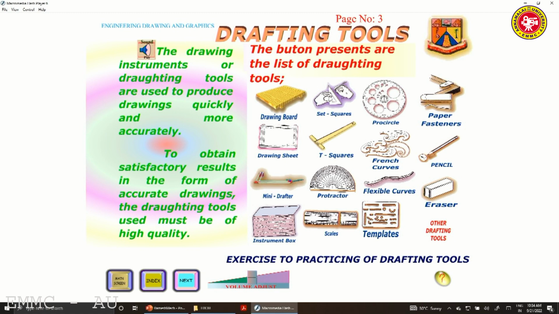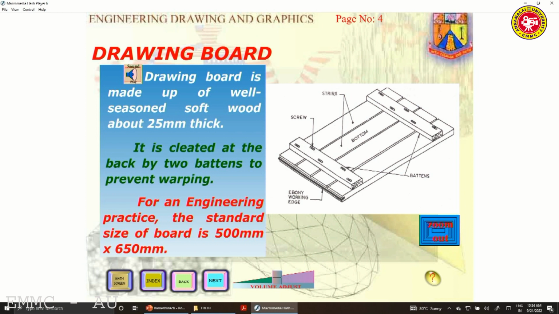First, drawing boards. It is a main thing, because while practicing any drawing we must have a board. What about the standard size? The drawing board is made of well seasoned softwood, about 25 mm thick. It is cleated at the back by two battens to prevent warping. For engineering practice, the standard size of board normally used is 500 mm by 650 mm.